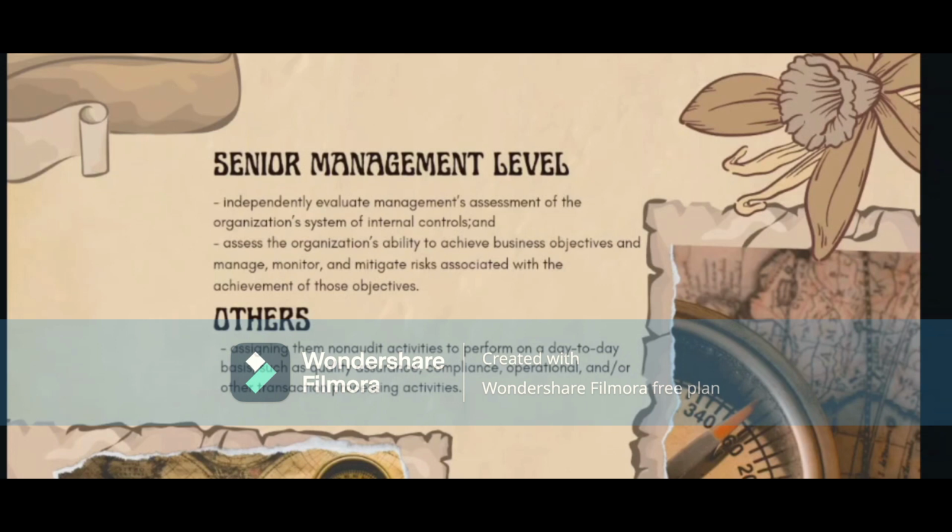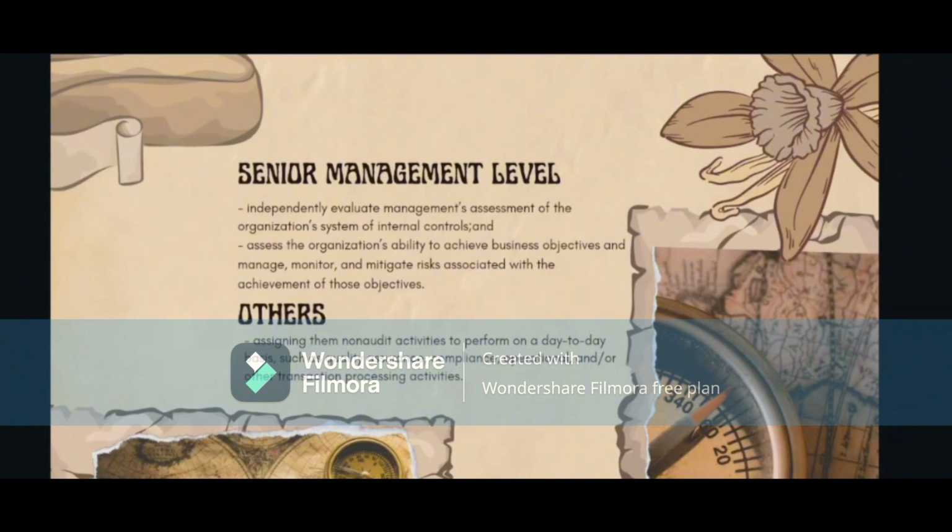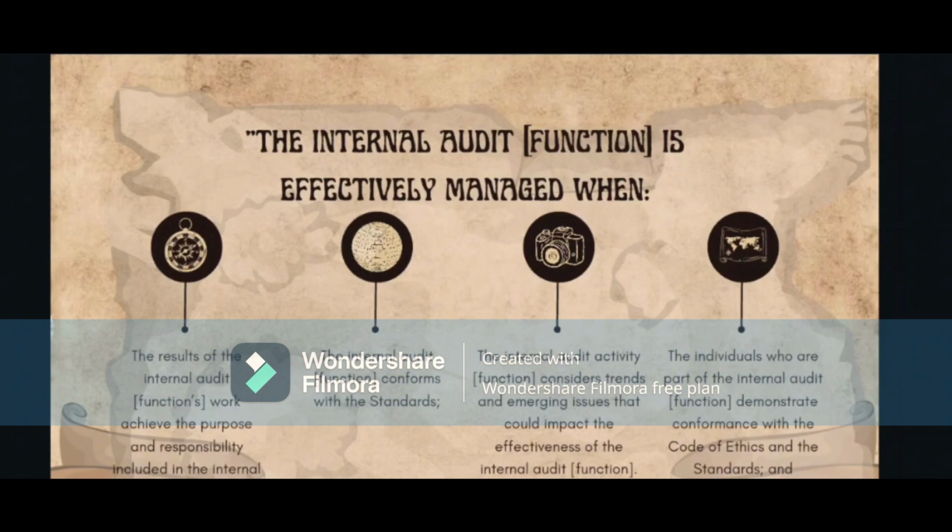So recognizing that the KAE is pivotal to the success of the internal audit function, this is how to effectively manage it. First, the result of the internal audit function's work achieves the purpose and responsibility included in the internal audit charter. The internal audit charter, we will discuss in the next slide. Basically, it is an overview of the work of an internal auditor.